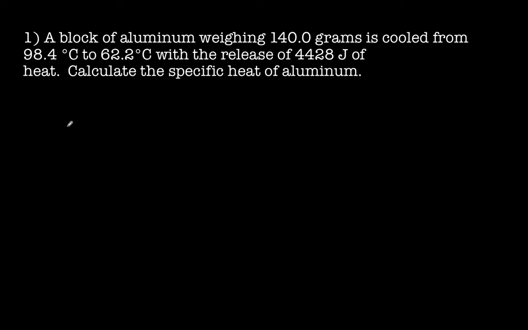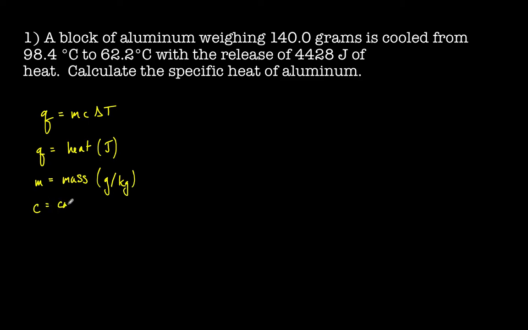All right, well, with any of these problems, first off, we're working with our specific heat equation, which is just this, Q equals mc delta T. And remember that Q always represents the amount of heat in joules. It's the transfer of energy between differing temperatures. M stands for mass. This can either be in grams or kilograms, depending on your problem. C is the specific heat capacity.